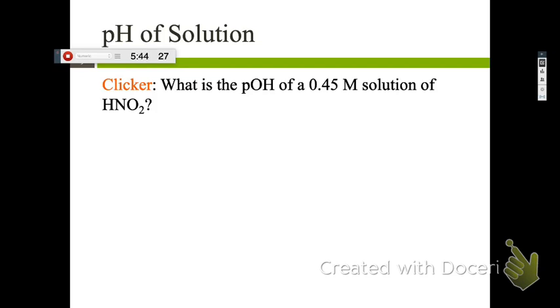So if we have a solution of HNO2, let's do the approximation first. What pH are we expecting? Is it as easy to estimate as that last one? It's a bit harder, right? But can you give me a ballpark? What two values is the pH of this going to be between, if you hadn't already done the calculations?